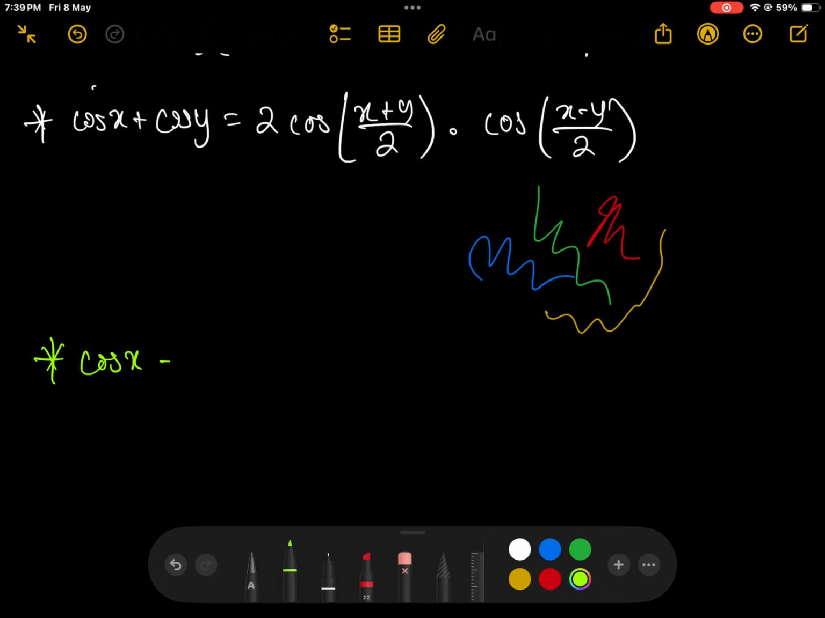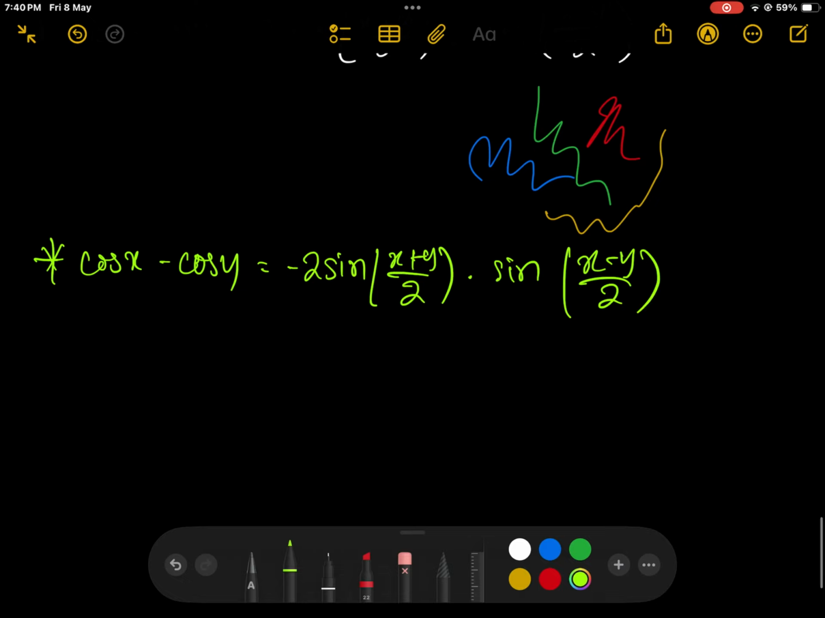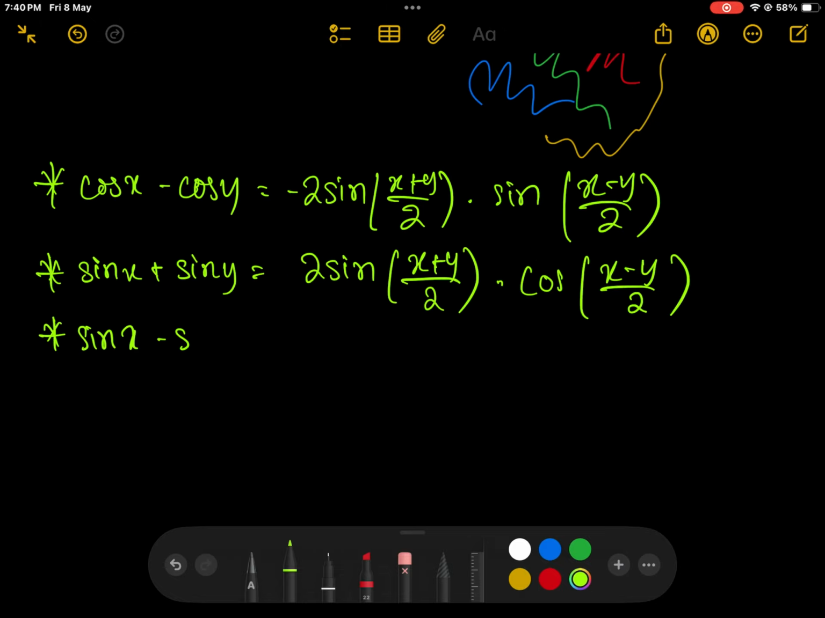So now cos x minus cos y equals minus 2 sin (x plus y) by 2 into sin (x minus y) by 2. Or I should probably stop speaking so you can take it down however you like.